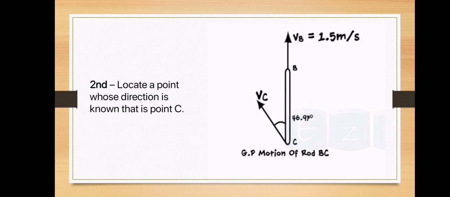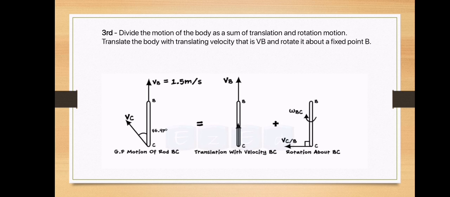Step 2. Locate a point whose direction is known. That is point C. This is the figure. Always nasa right side ang figure. Step 3. Divide the motion of the body as a sum of translation and rotation motion. Translate the body with translating velocity, that is VB, and rotate it about a fixed point B. So this is the figure.